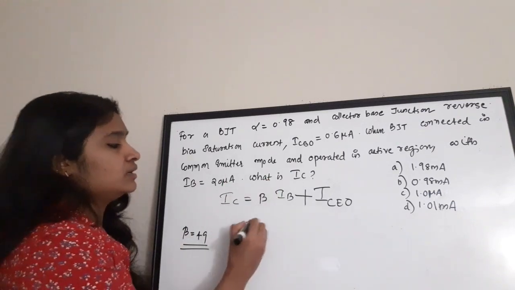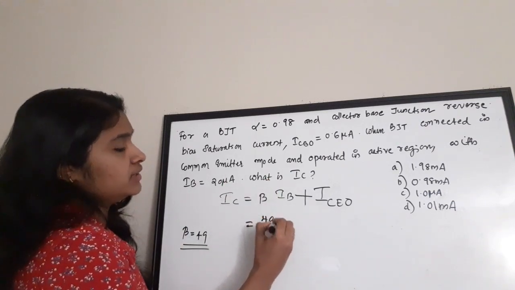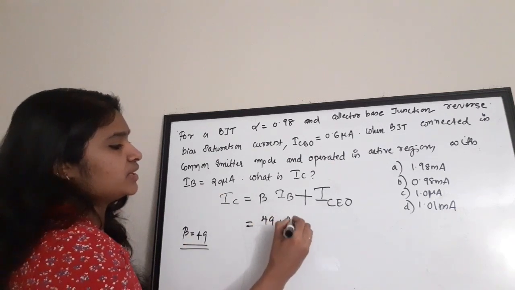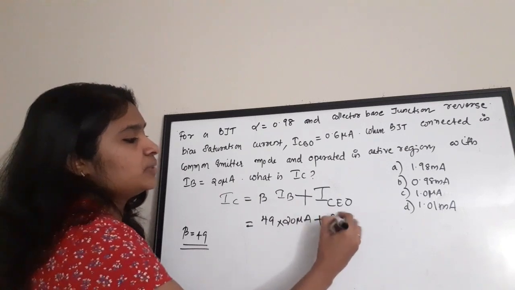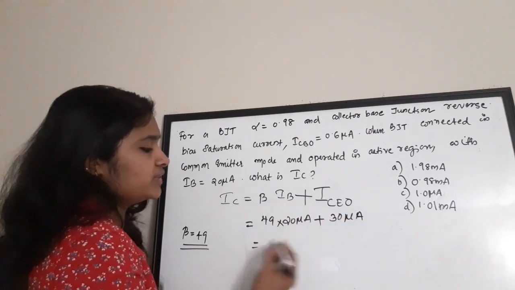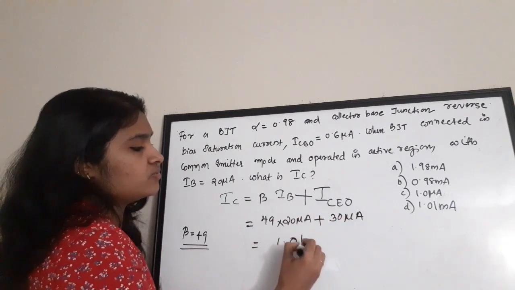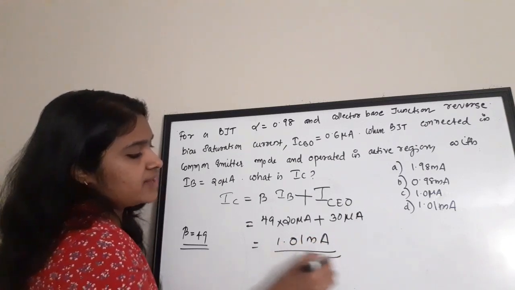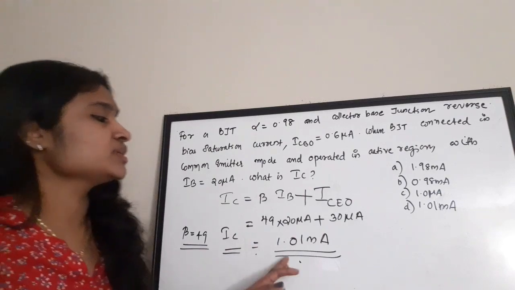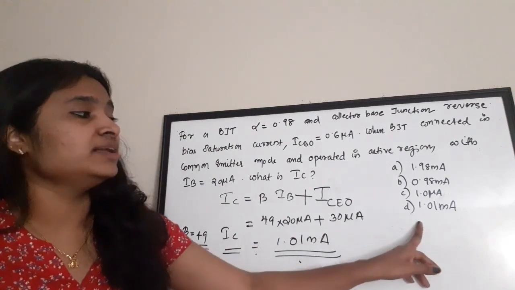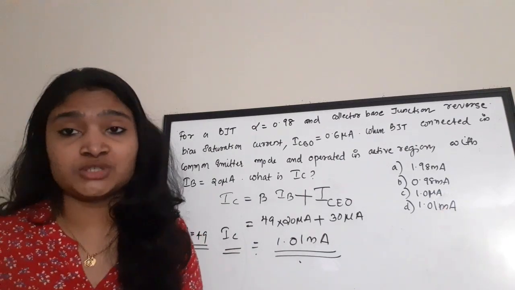Beta is 49 into IB, which is 20 microampere, plus ICEO obtained, which was 30 microampere. If you solve it, you will get 1.01 milliampere as the value of your collector current IC. So the correct answer is option D, 1.01 milliampere.